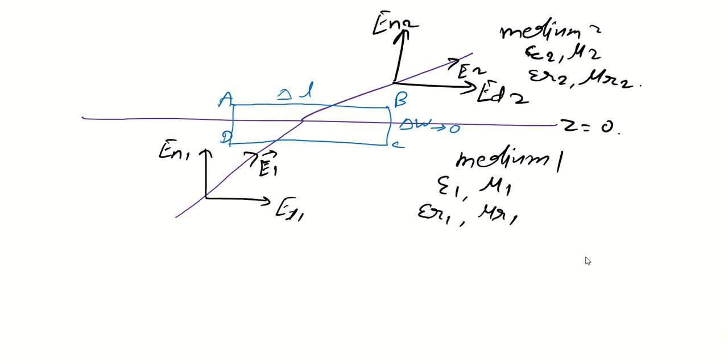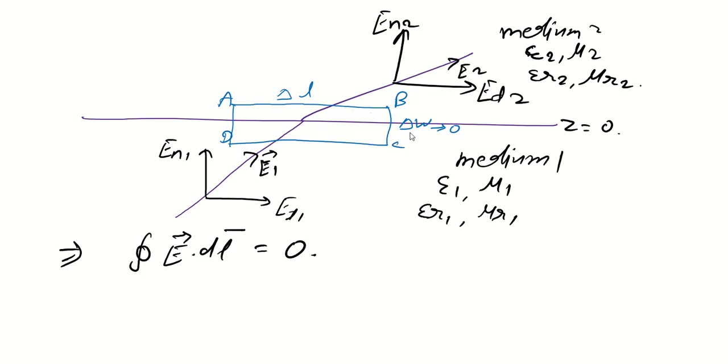We already know that the closed integral of E dot dl is 0. So we take a small loop ABCD, with the curves A to B, B to C, C to D and D to A. We will integrate along this to find the circulated electric field. Here delta L is the length of this rectangle and delta W is the width.